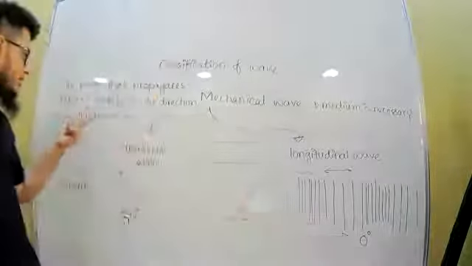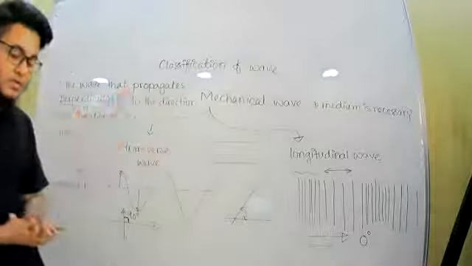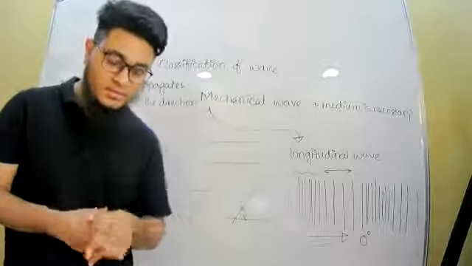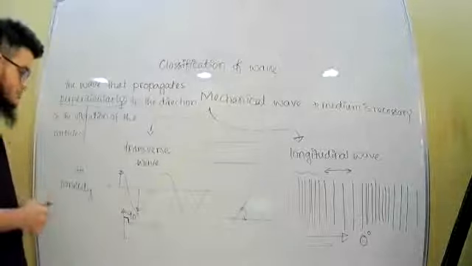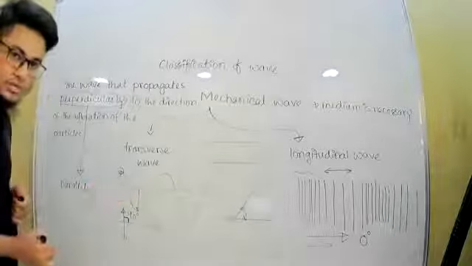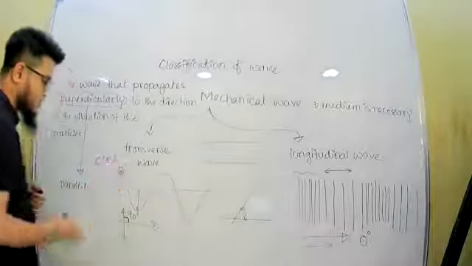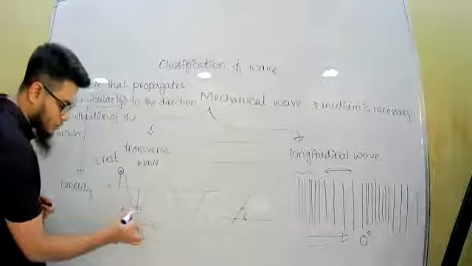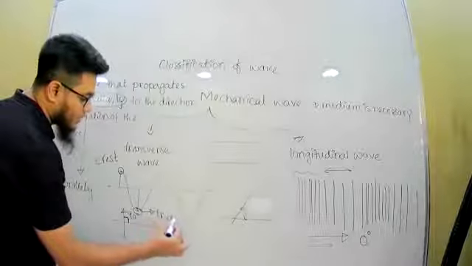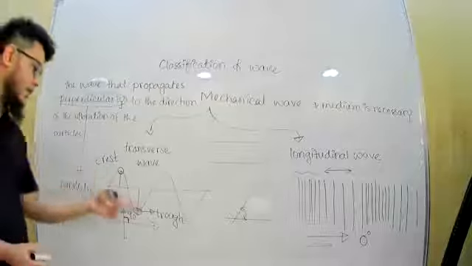Or you can just write the definition perpendicularly and parallelly, okay? Write the 2 definitions in the differentiation. Then what else? What other differences are there? In transverse wave, the highest point in the upward direction, it is called the crest. And the bottommost point, it is called trough. T-R-O-U-G-H. Trough. Okay? Crest and trough.